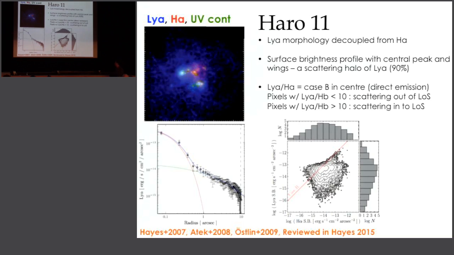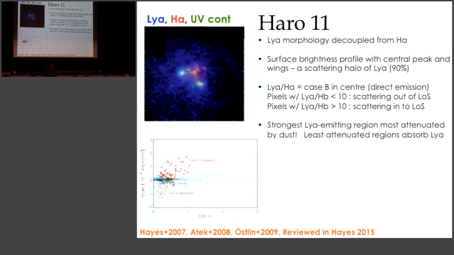This is where you can have dust reddening or scattering out of the line of sight. There's also a fair number of pixels up here where Lyman-alpha over H-alpha is not 10 but 100. This is pixels from the halo scattering back into the line of sight. If you look for the peak here, the peak of this distribution is in here somewhere. It's the average. That is at about Lyman-alpha over H-alpha 0.2. That is an escape fraction of something like 20%, which is the global value for the galaxy.